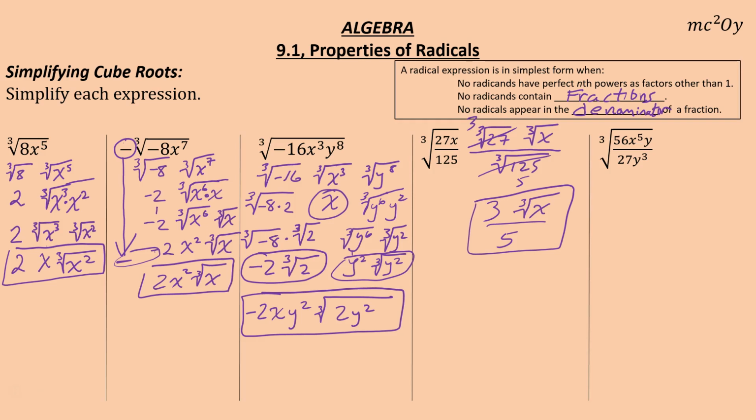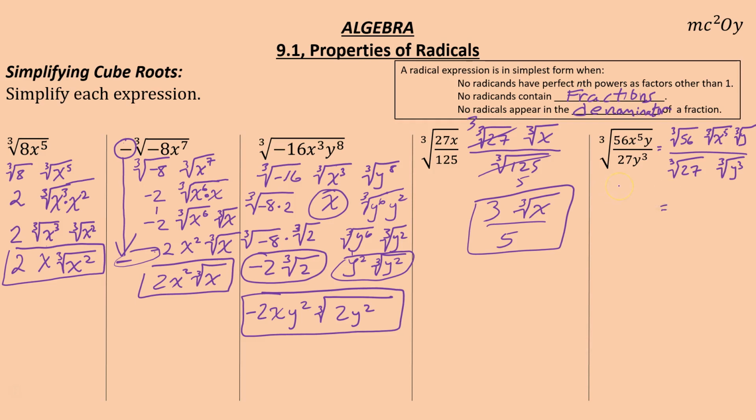Cool. Okay. Let's go ahead and try the next one here. I'll break it apart. Cubed root of 56, cubed root of x to the 5th, cubed root of y, over cubed root of 27, cubed root of y to the 3rd. All right. Well, cubed root of 56, I think I'm going to have to simplify.